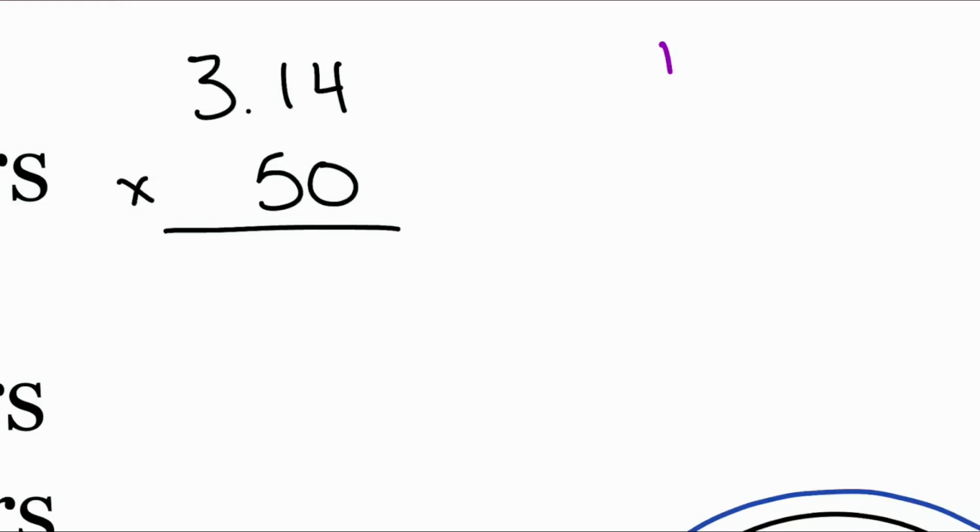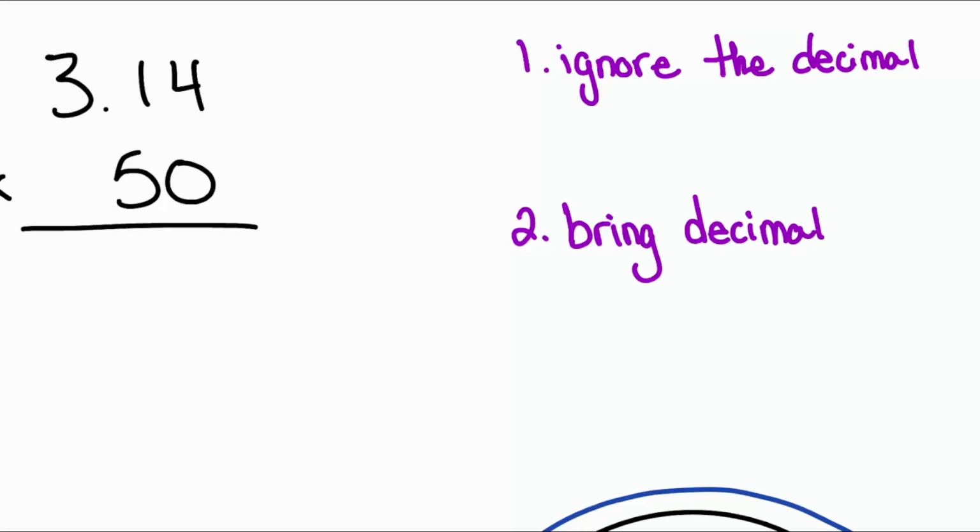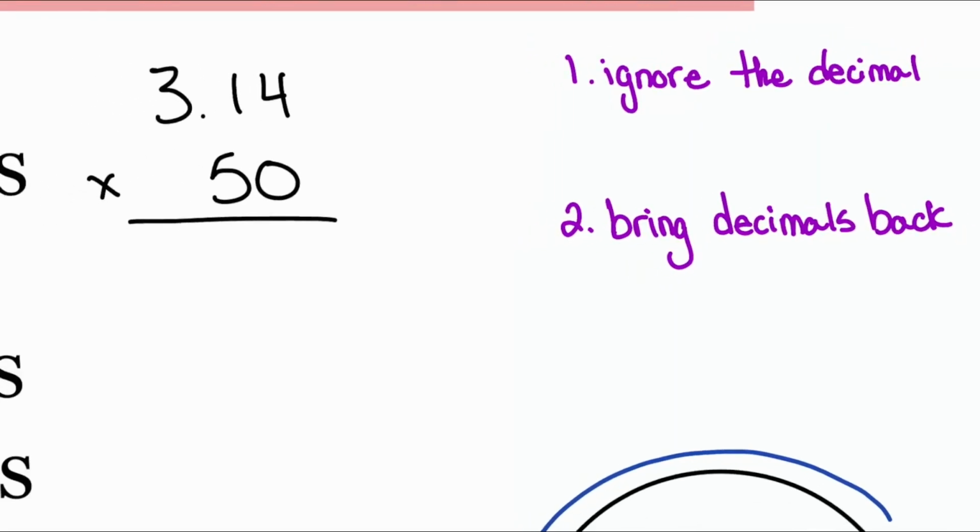Number one, when we multiply, we're just going to ignore the decimal. Just multiply like normal. And then number two, once you're all done, at the end, we'll bring the decimals back. So let's go ahead and tackle this step by step, and I got you. So step one, let's multiply.